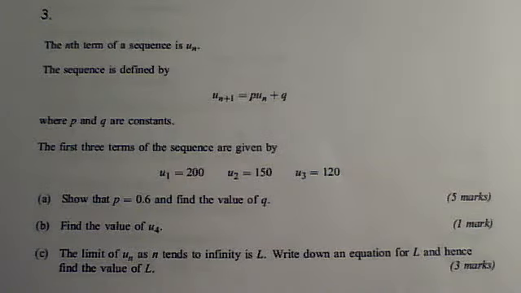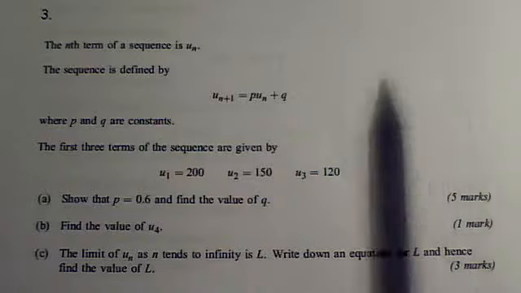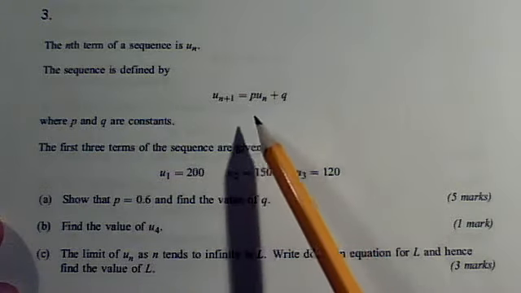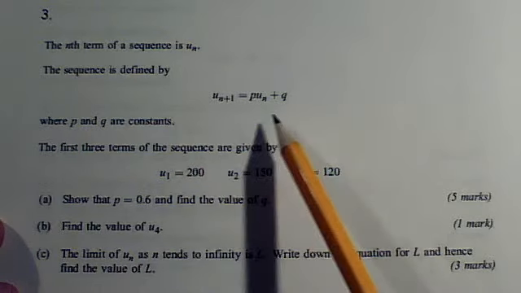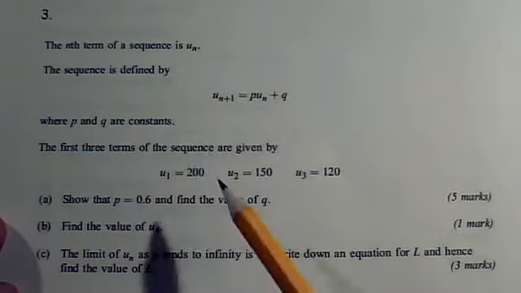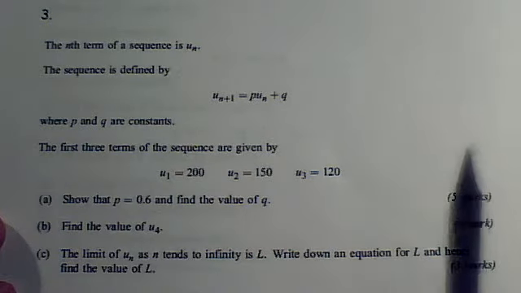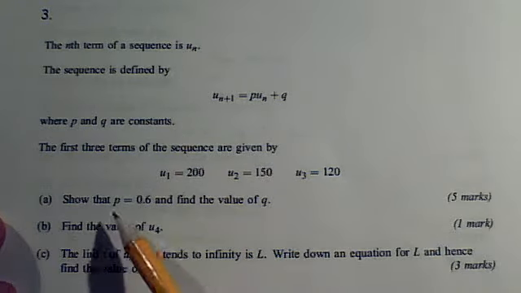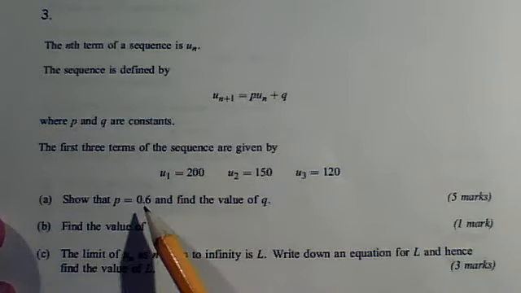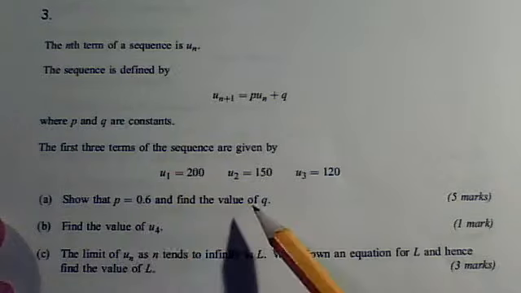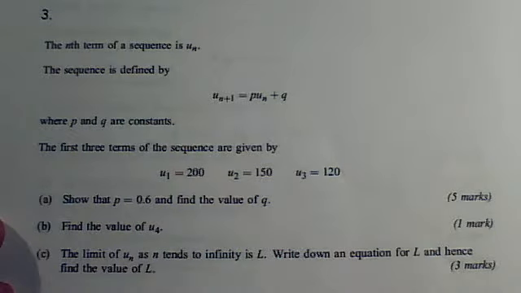Okay, here's a question about sequences. We have a rule for generating successive terms, but the rule's expressed in terms of p and q, which we don't know yet. However, what we do know are the first three terms of the sequence. And in part A, we've got to find p and q, and they give us the value of p, but we can forget about that for now. We've got to end up with that and end up with a value of q.